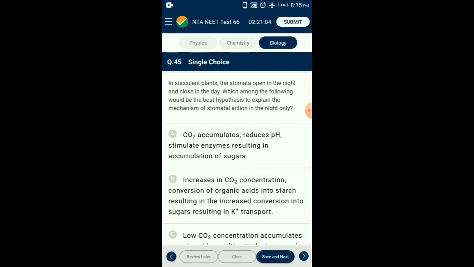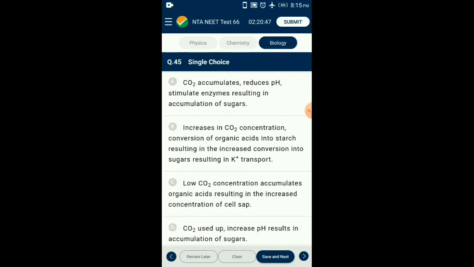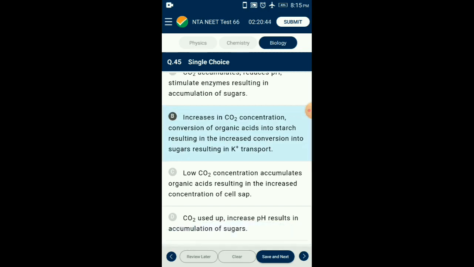The malic acid at daytime breaks into carbon dioxide and pyruvic acid, thus increasing the concentration of carbon dioxide in mesophyll cells. This is utilized in the Calvin cycle to form sugar, which is finally converted into starch. So the answer is option B. Increase in carbon dioxide concentration, conversion of organic acids into starch, resulting in the increased conversion into sugars, resulting in K plus transport.